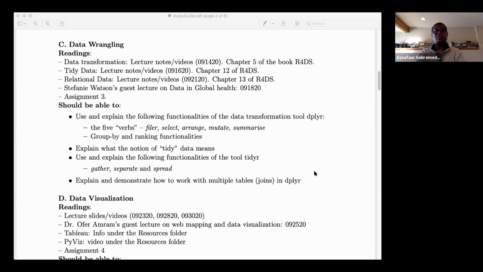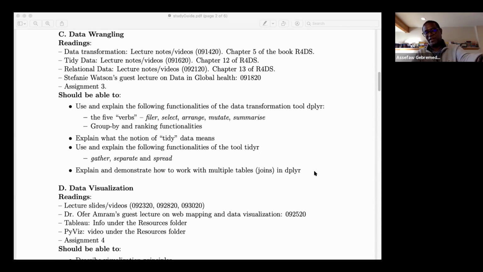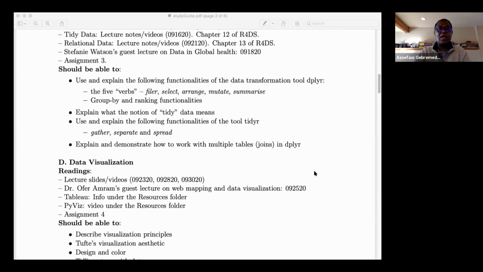Explain the notion of tidy, what it means, and then tidyr, gather, separate, and spread, and joins. That's more or less like if I was going to expound on each of these topics, what sort of things do I expect you to know? That's what is summarized here.